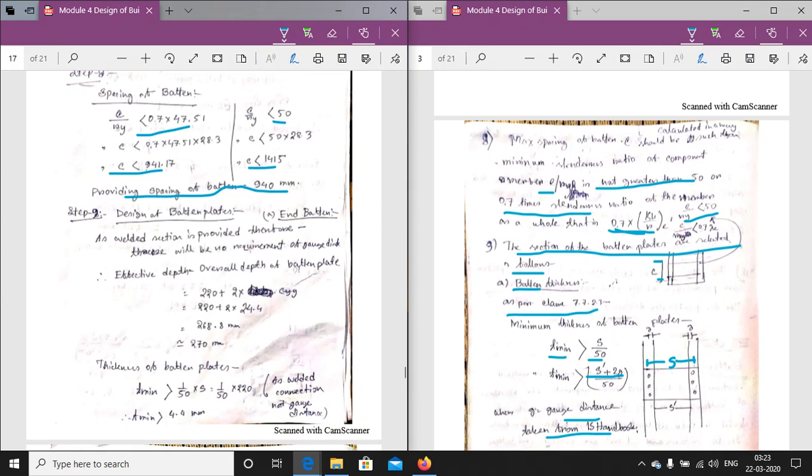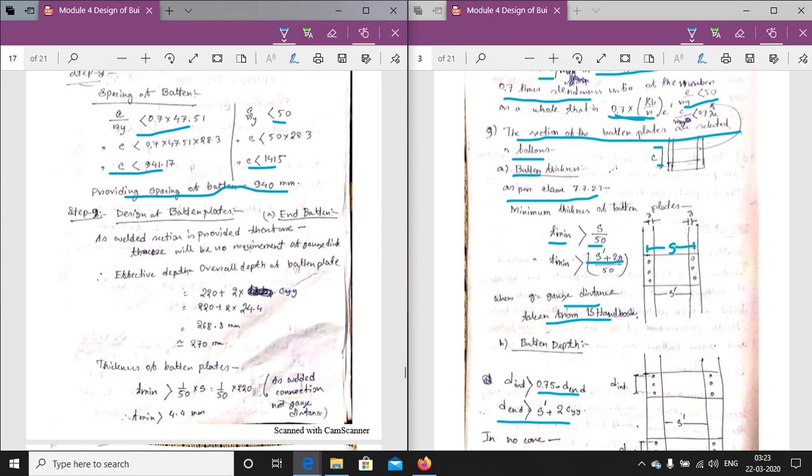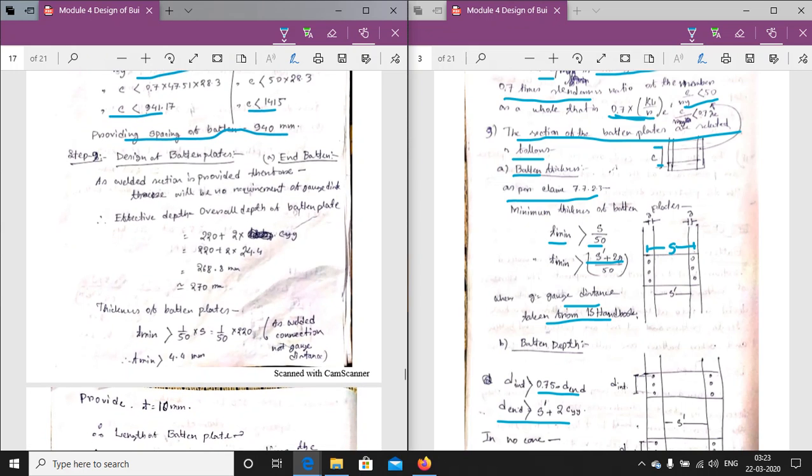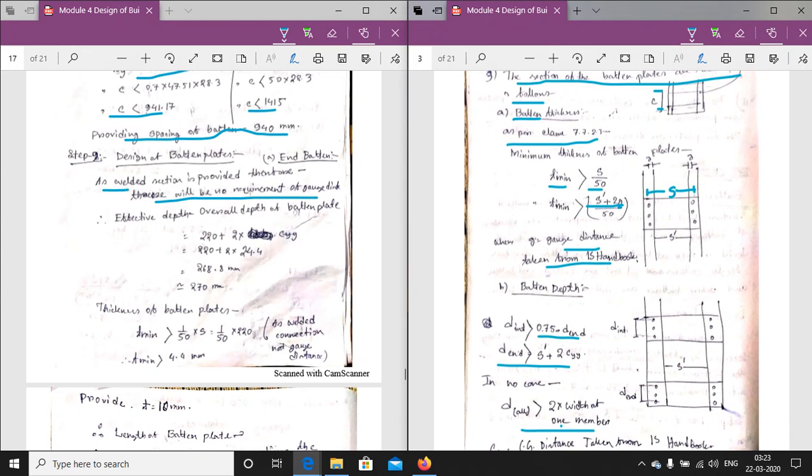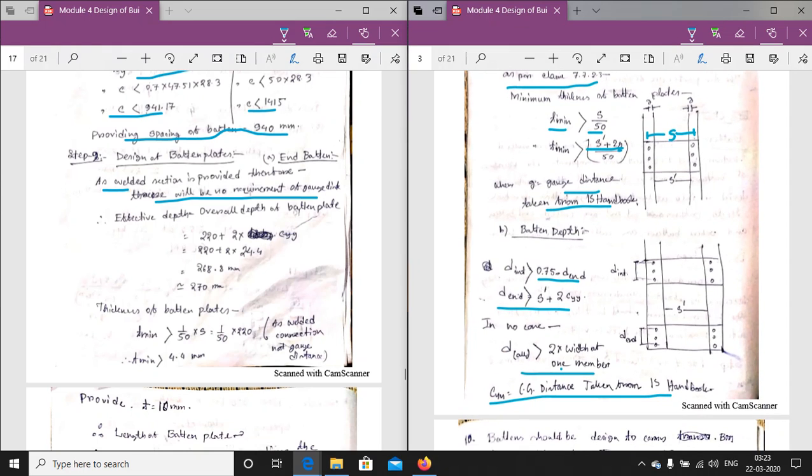Now coming to the design of the batten plate. There are two batten plates, one is the end batten, another is the intermediate batten. Now for the end batten, as a welded section is provided, there will be no requirement of the gauge distance. So this gauge distance will not be required as it is a welded connection, because the welded sections are provided throughout the section.